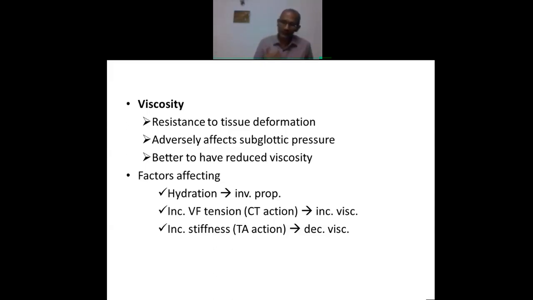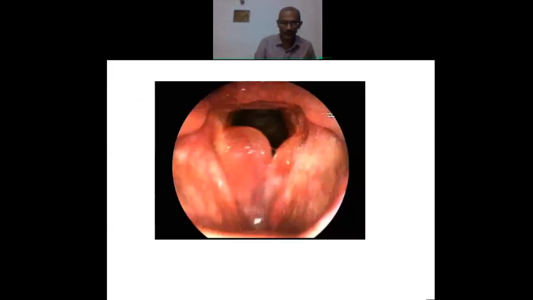And the increased tension and stiffness affect the viscosity differentially. Mass and, to some extent, viscosity, but more important to remember is the physiological effect of the muscles on mass and stiffness, which help to control the pitch of the voice.